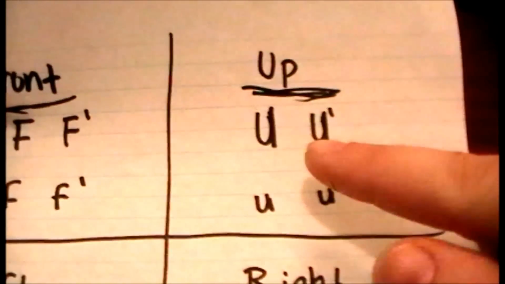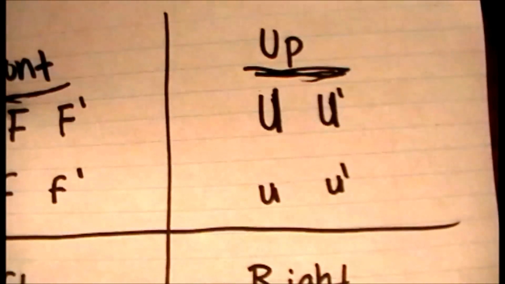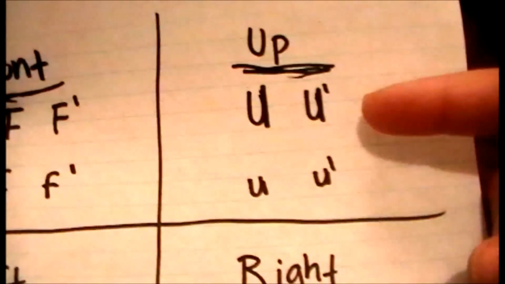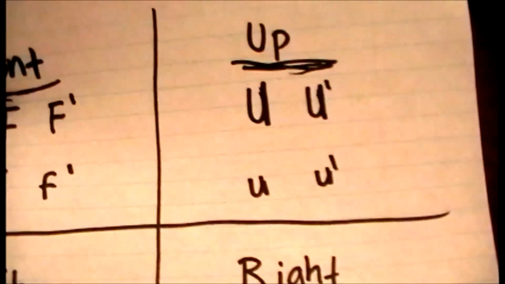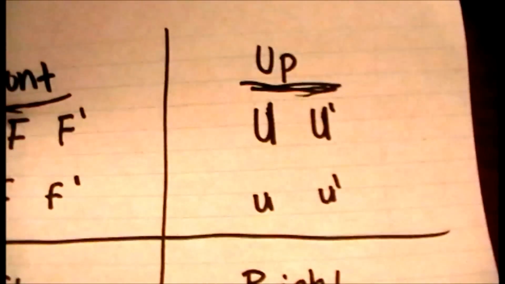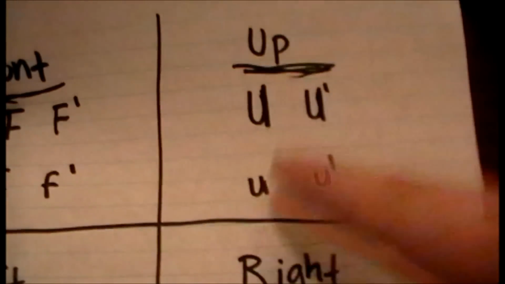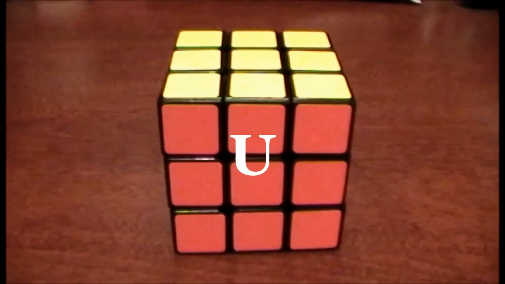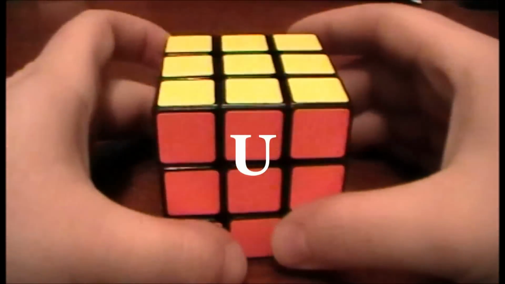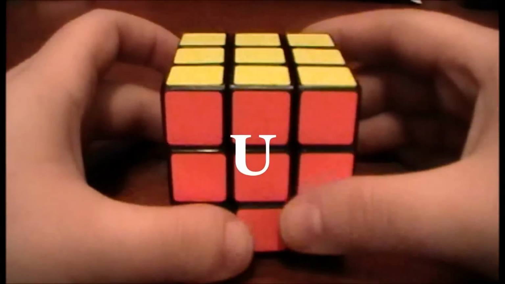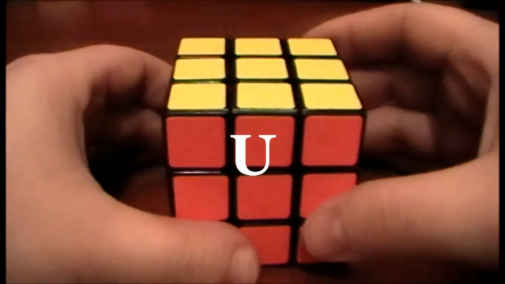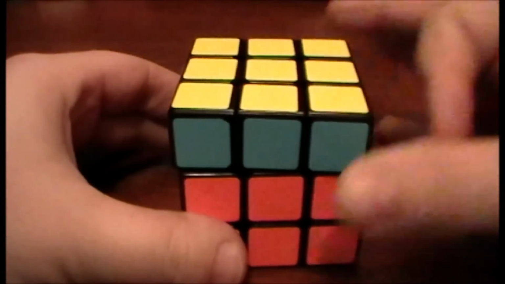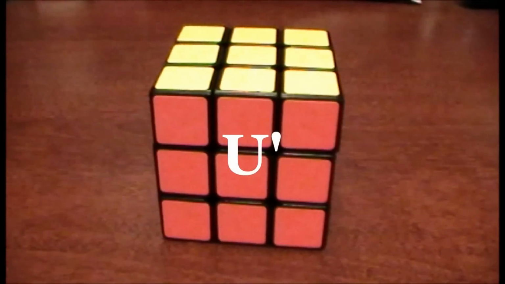Okay, now we're moving on to the up face. We have regular up face, the capital letter, capital U prime, or the up face counterclockwise. We've got lowercase and lowercase prime. Okay, for the regular U, the capital letter U listed in an algorithm, this is what you'll do. You'll just turn the top layer, which is my yellow side here, you'll turn it once clockwise.